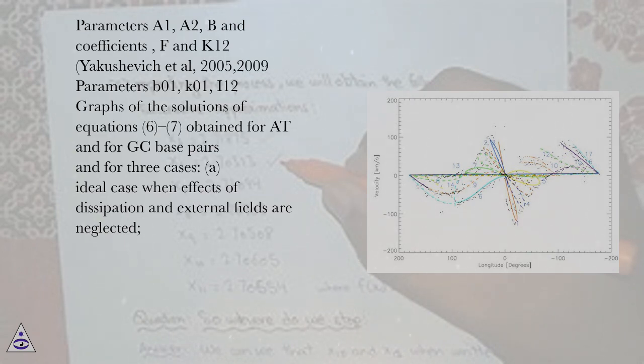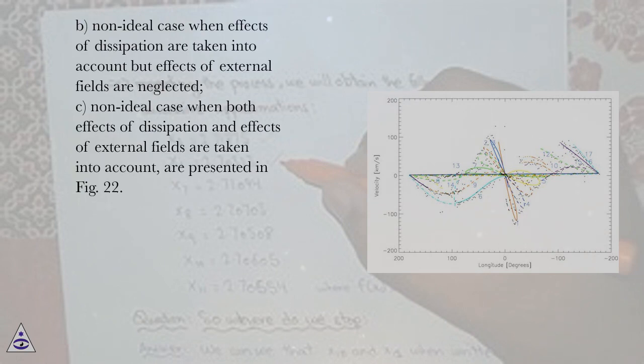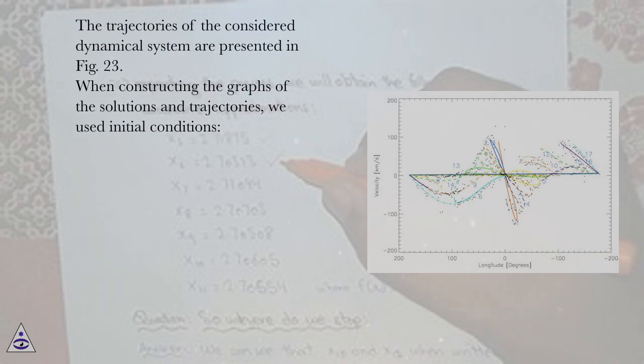for 3 cases: A. Ideal case when effects of dissipation and external fields are neglected. B. Non-ideal case when effects of dissipation are taken into account but effects of external fields are neglected. C. Non-ideal case when both effects of dissipation and effects of external fields are taken into account, are presented in Figure 22. The trajectories of the considered dynamical system are presented in Figure 23.